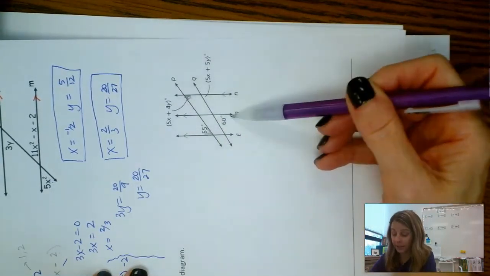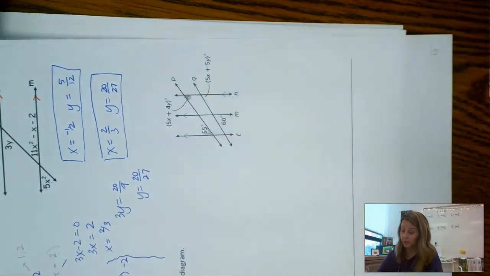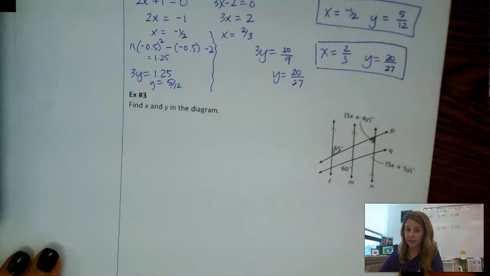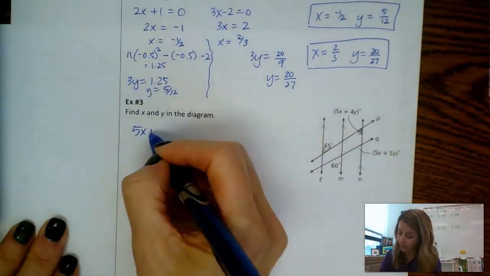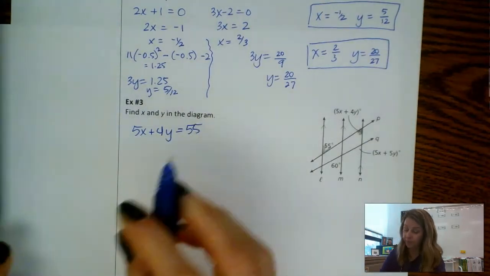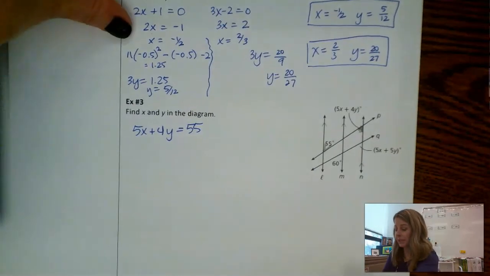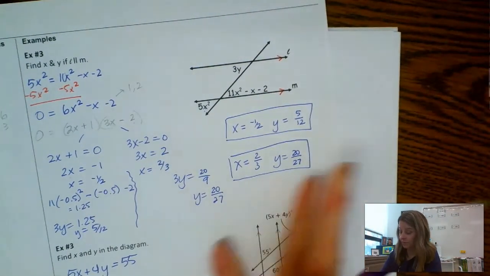You can block this line out here. So that means these 2 expressions are equal. Okay, so I'm going to write that down. So I've got 5x plus 4y is equal to 55. Okay, so I'm going to let that sit there, and let's look for another set of angles.